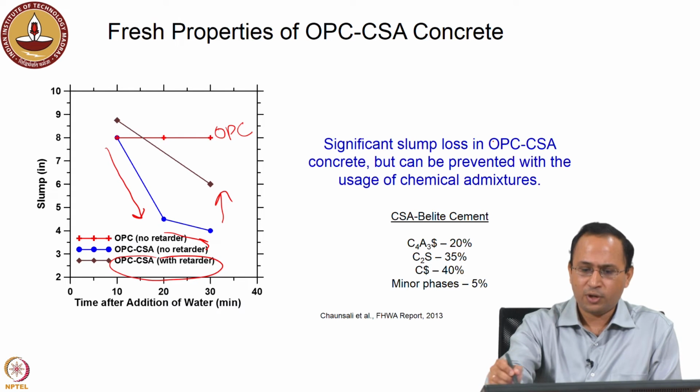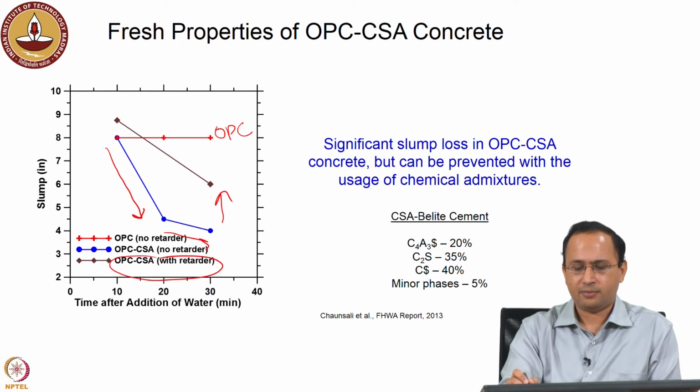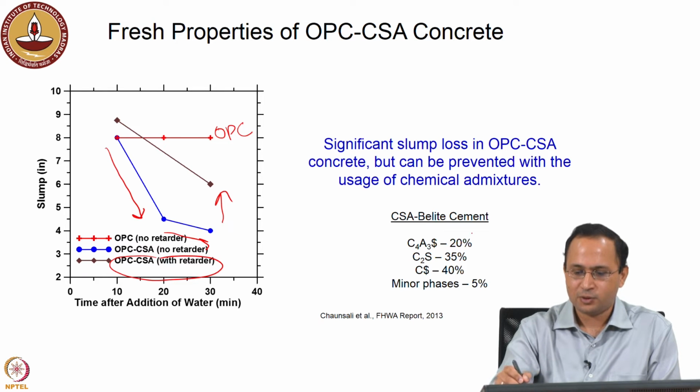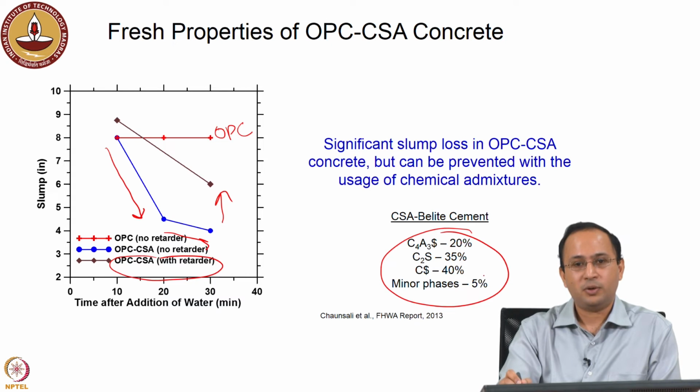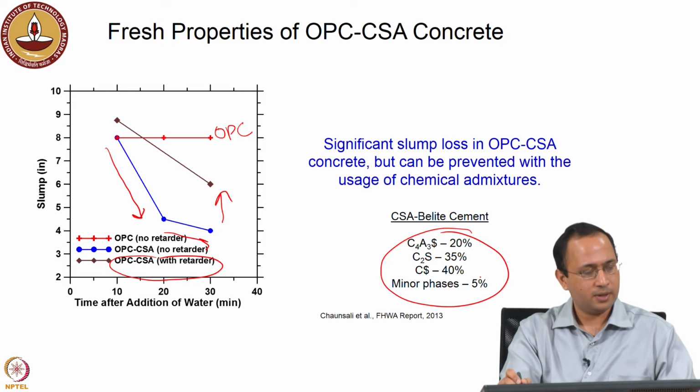Also, I would like to point out this study was done in which only 15% of OPC was replaced. So, it was an OPC-CSA blend, and the CSA cement which was used in this study had this phase composition: 20% yeelimite, 35% C2S belite, right, and the calcium sulfate in all forms was around 40%. So, we see that there is a loss in workability, but it can be reduced.